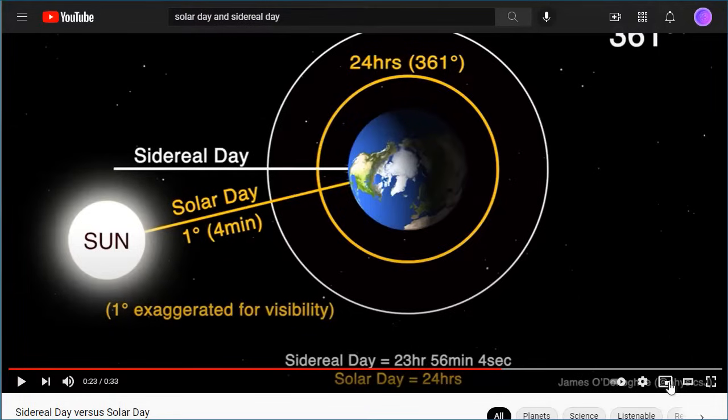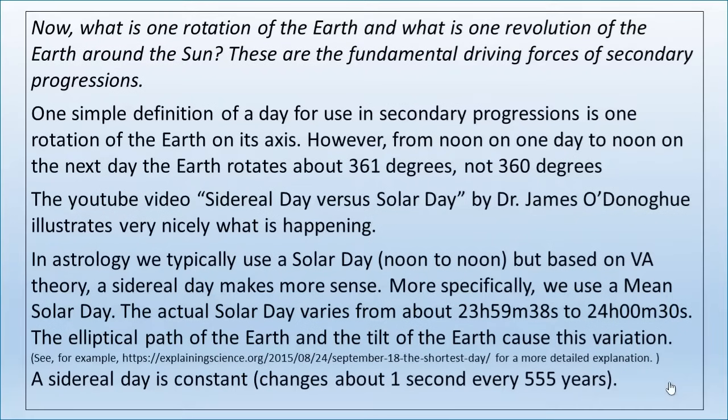Okay, let's go back to our PowerPoint. So, just to repeat, in astrology, we typically use a solar day. The best way to measure a solar day is noon to noon, used in right ascension. Anyway, it's 24 hours. But based on vibrational astrology theory, a sidereal day makes more sense. More specifically, in astrology, we use a mean, an average solar day.